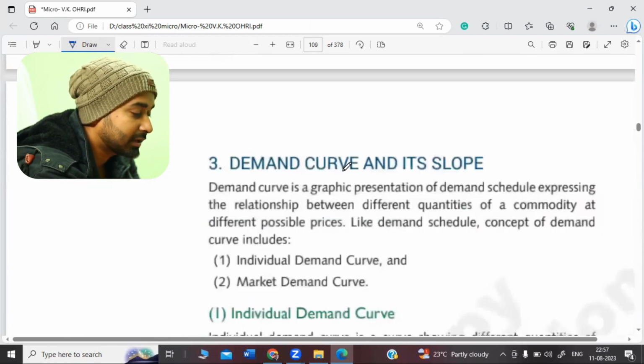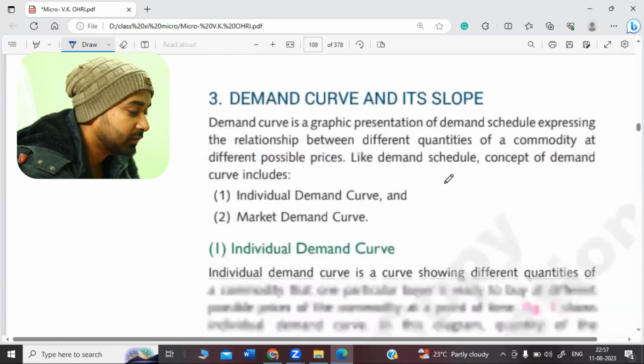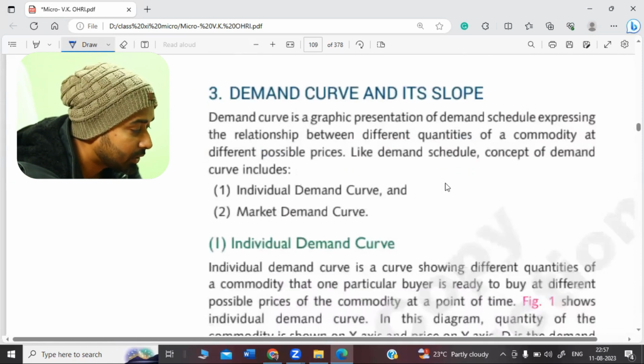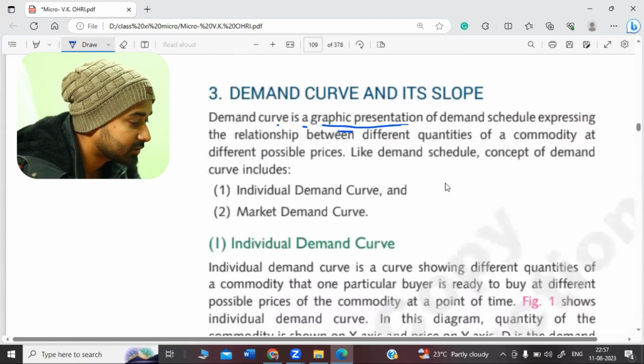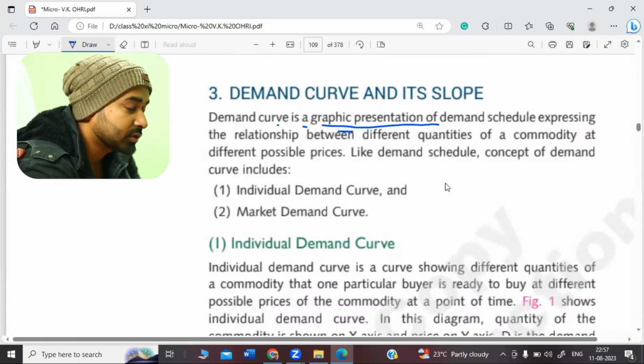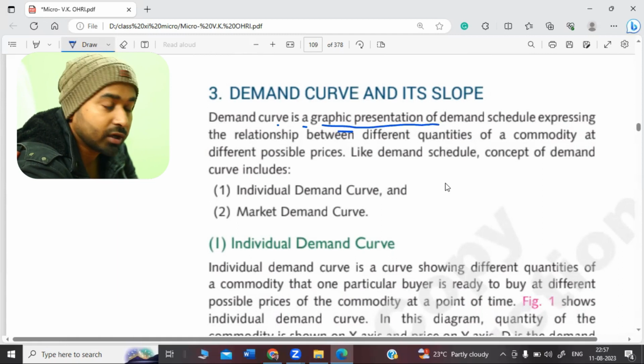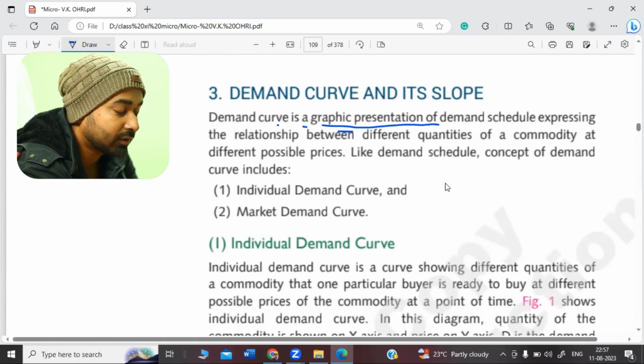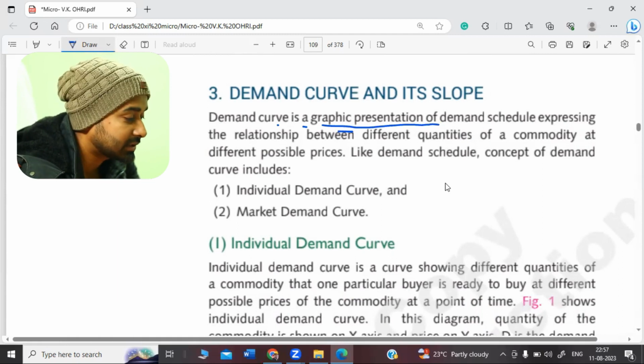Now see the demand curve and its slope. The demand curve is where demand is shown in a graphical presentation. The demand schedule we have seen above, right? When you show that demand schedule in the form of a graph, that is known as the demand curve.